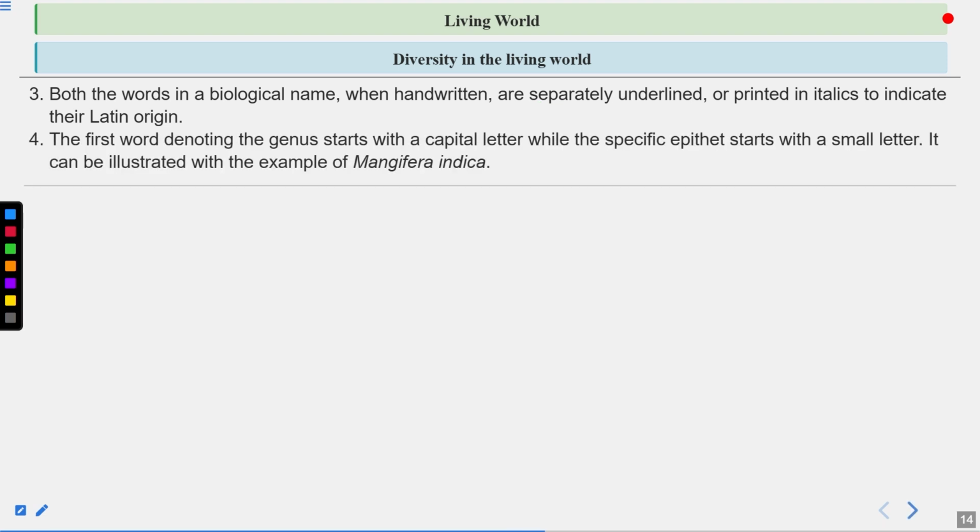Now, fourth one, the first word denoting the genus starts with a capital letter. So the generic name starts with a capital letter, while the specific epithet starts with a small letter. It can be illustrated with the example of Mangifera indica. Here, Mangifera, which is the genus, starts with a capital letter, and the specific epithet starts with a lowercase letter, means a small letter.